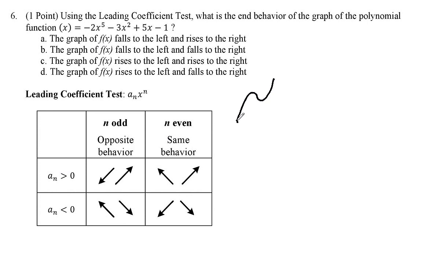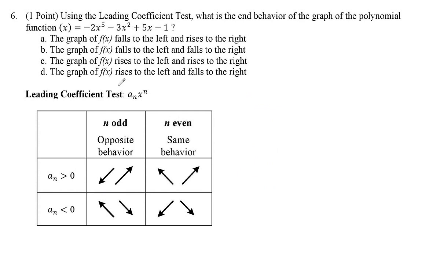Like an S-shaped graph like that. Down to the left, up to the right. If your leading coefficient is less than 0 and n is odd, it goes up to the left, down to the right. So that would look like this. Something like that. Goes up to the left and down to the right.